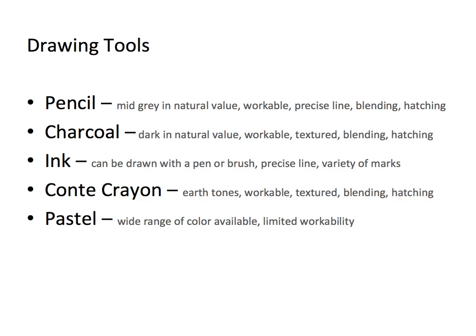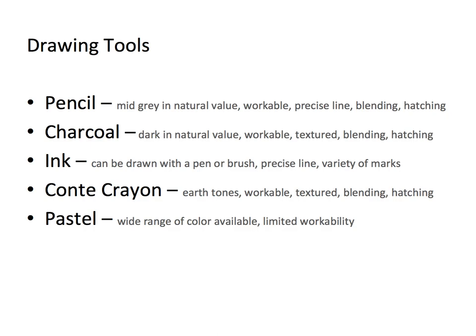The difference with charcoal is it's got more of a textured line than pencil, in addition to being darker as well. And so that type of natural texture a lot of times will give you a different atmosphere to a charcoal drawing than you would have in a pencil drawing. But certainly we can do blending, hatching, all of those techniques we can do with pencil, we can do with charcoal. Don't get as precise of a line with charcoal either.